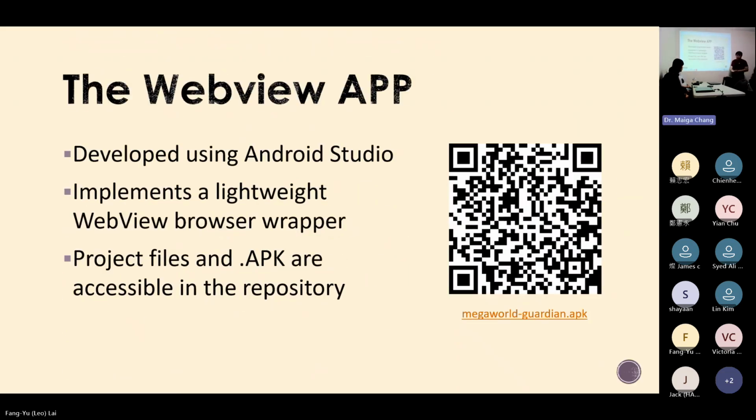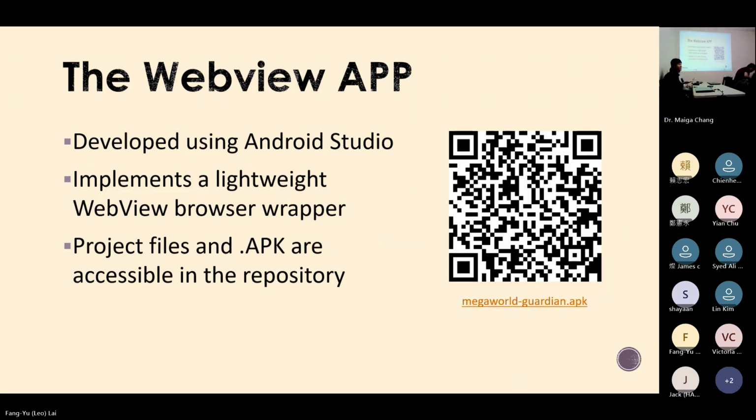Once the web UI is done, the app is actually just a web view browser wrapper. It's actually very easy. Although the project file and the APK are accessible in the repo, I have made a QR code here. So if someone wants to try it, you can scan the QR code to download it on your Android phone. I'll give you a note that this app is not designed for new players of Mega. This app is designed for players who have already played the main game, so it doesn't have a sign up feature.